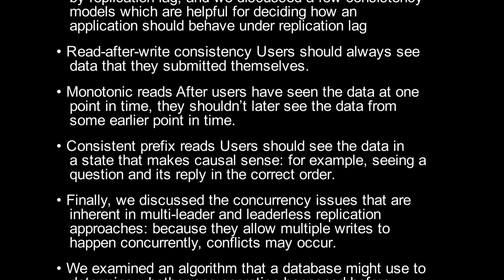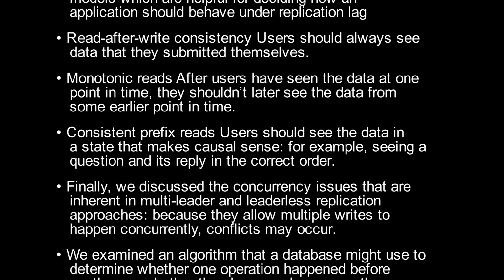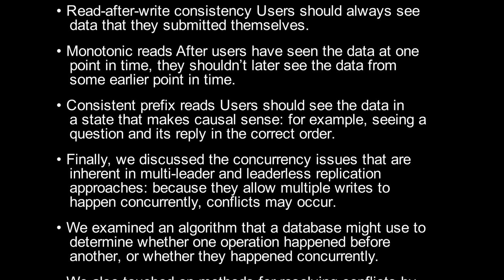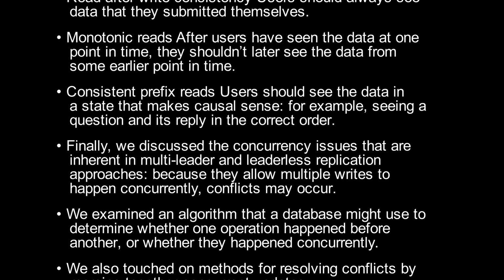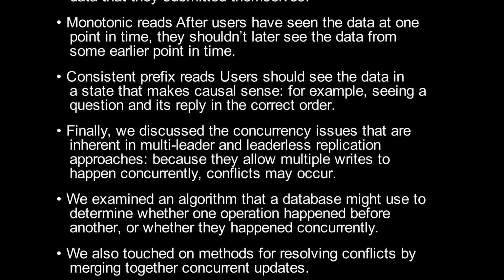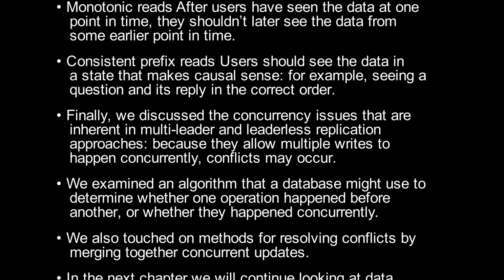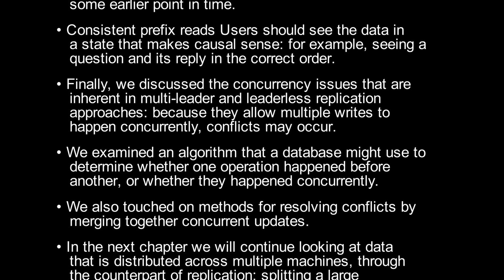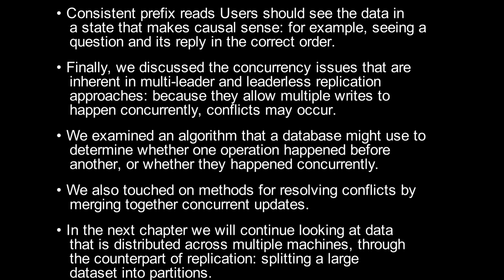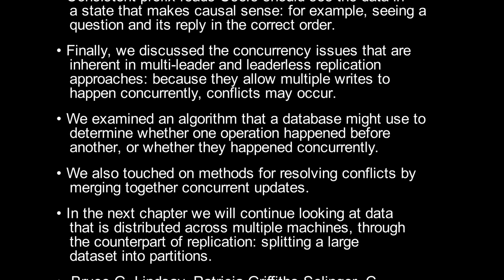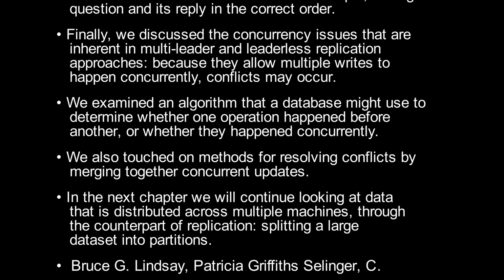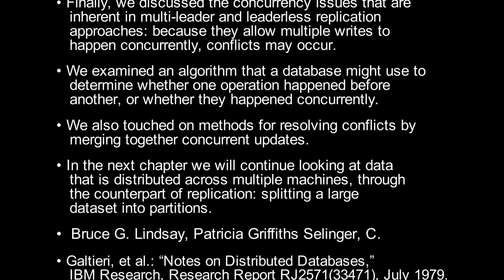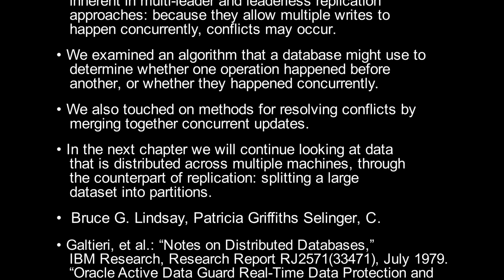Finally, we discussed the concurrency issues that are inherent in multi-leader and leaderless replication approaches. Because they allow multiple writes to happen concurrently, conflicts may occur. We examined an algorithm that a database might use to determine whether one operation happened before another, or whether they happened concurrently. We also touched on methods for resolving conflicts by merging together concurrent updates. In the next chapter we will continue looking at data that is distributed across multiple machines, through the counterpart of replication: splitting a large dataset into partitions.